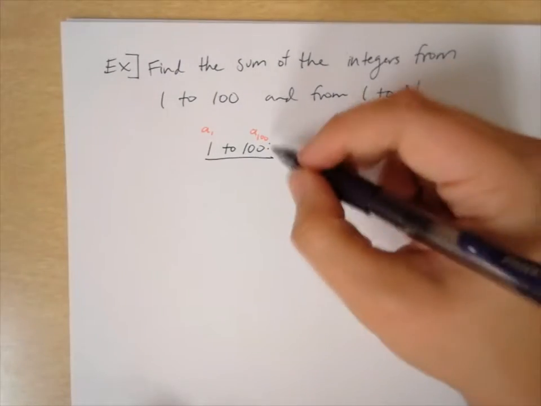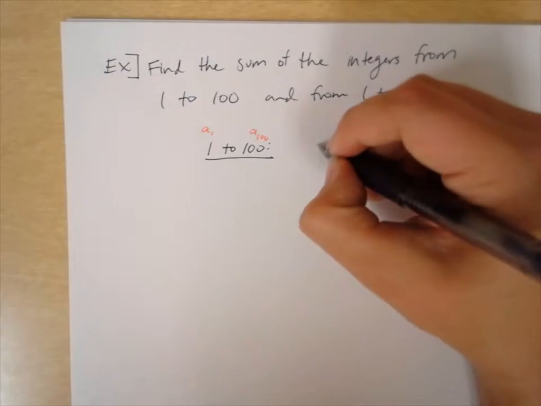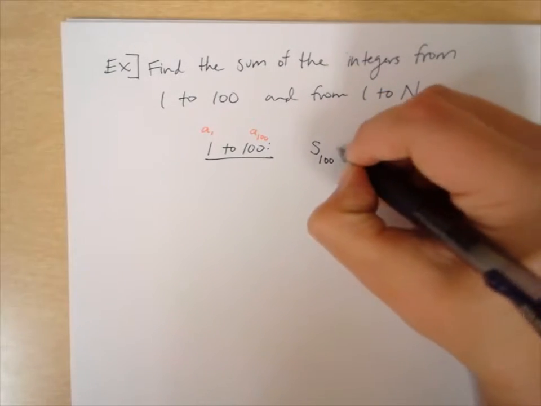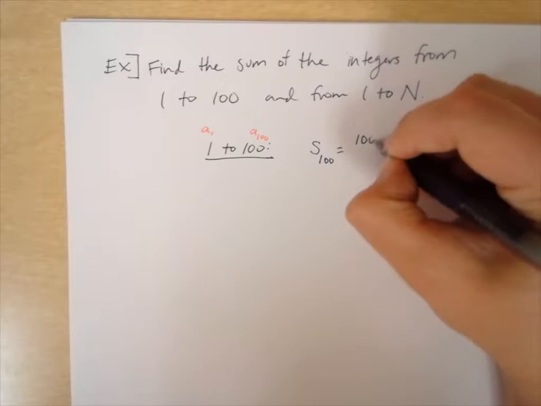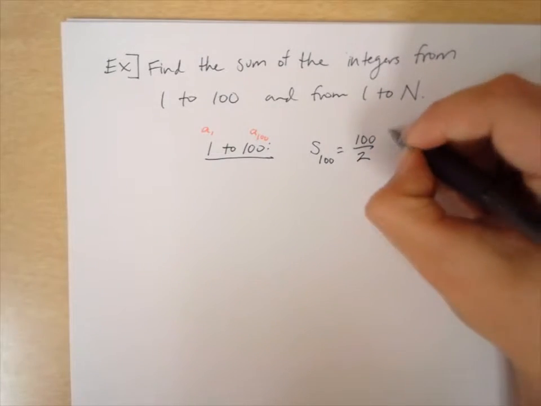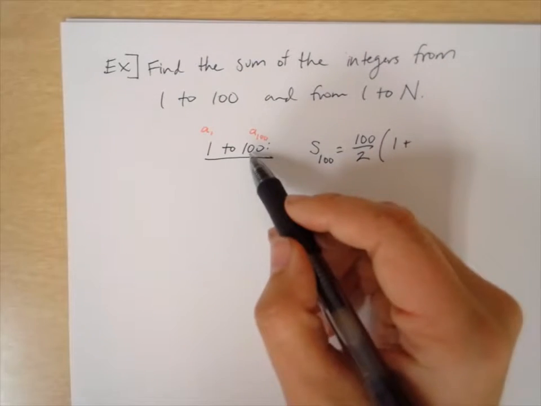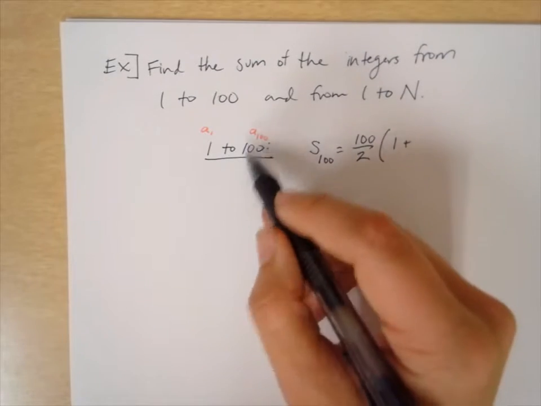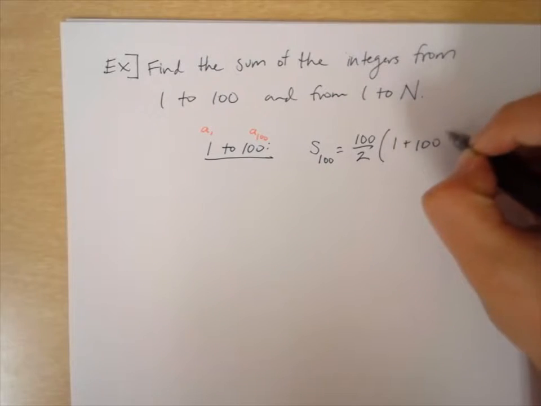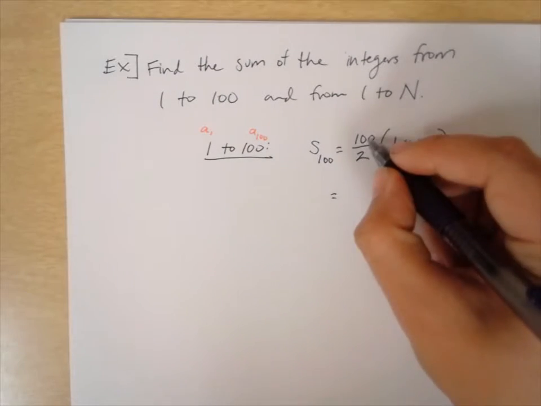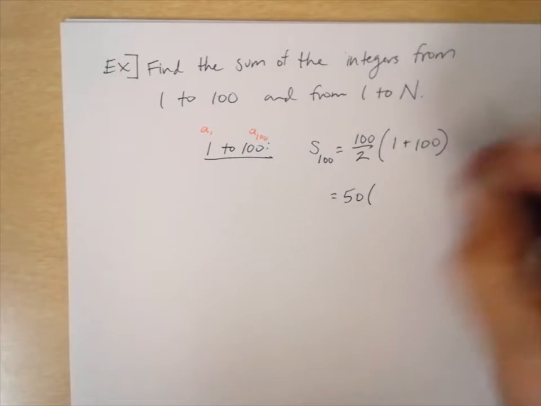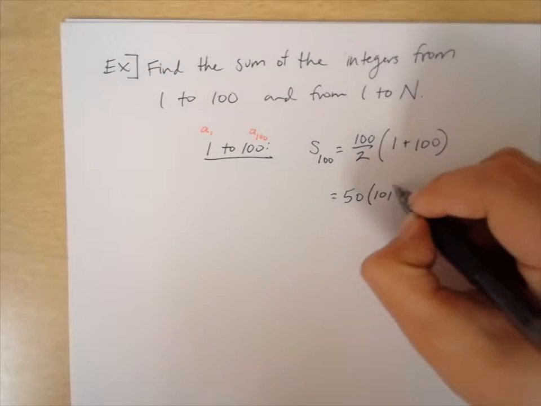So, when I throw everything into my formula, I'm finding S sub 100. 100 is my n value, so I put that over 2. My a sub 1 value is 1. And the n value, and incidentally also the term value at 100, is 100. And so 100 over 2 gets me 50, and I'm multiplying 50 by 101.